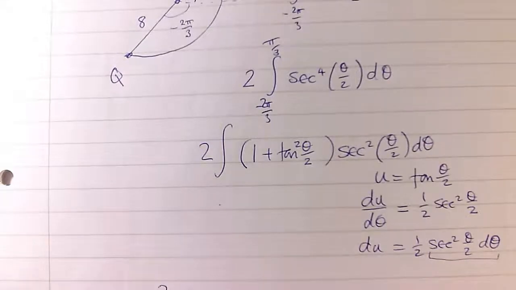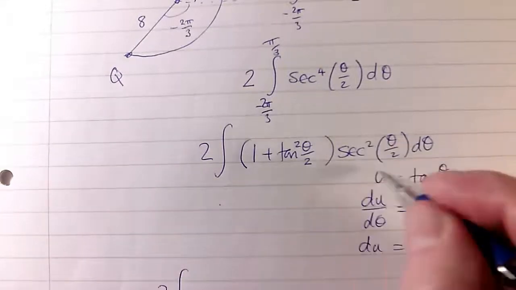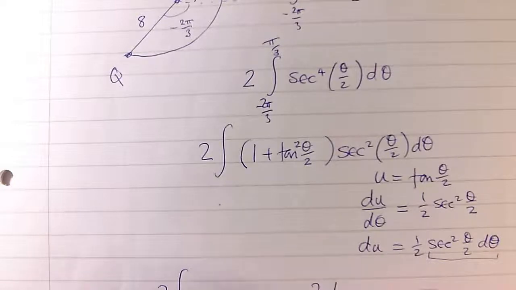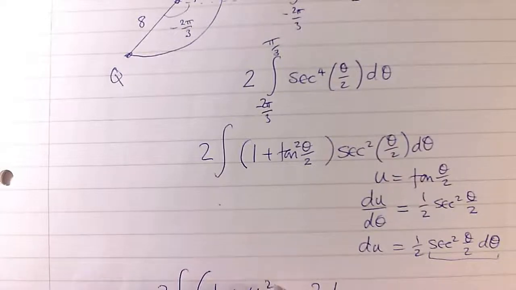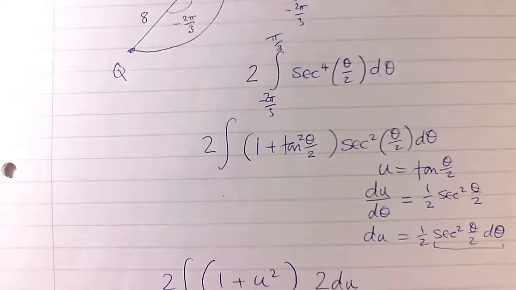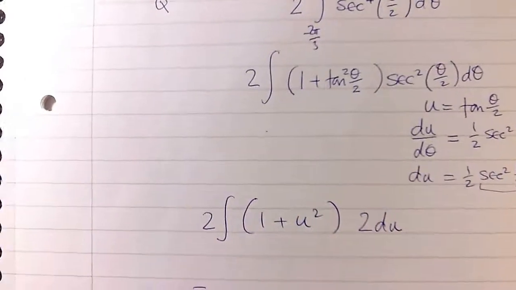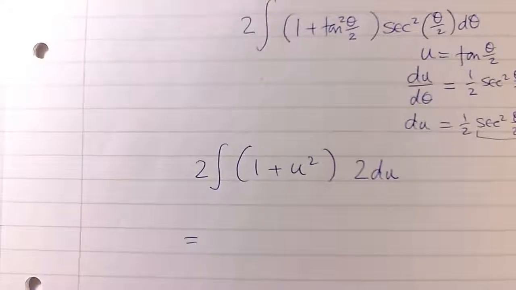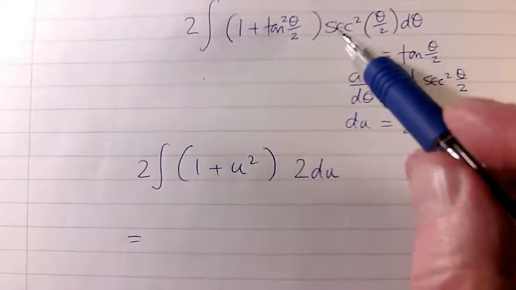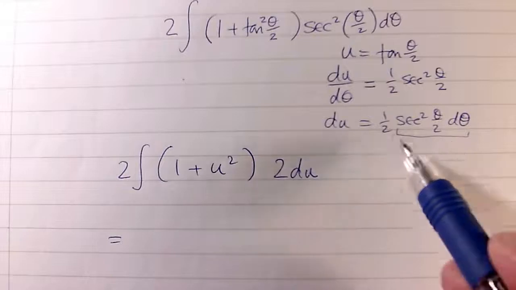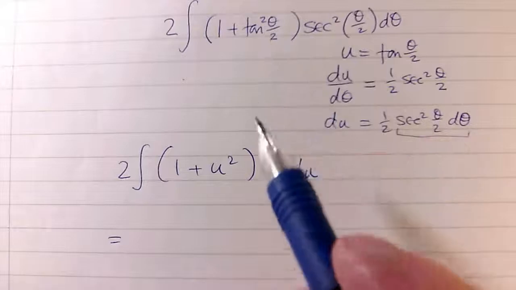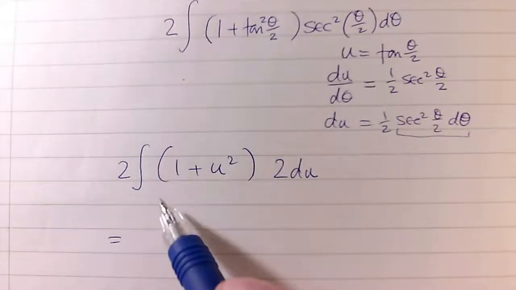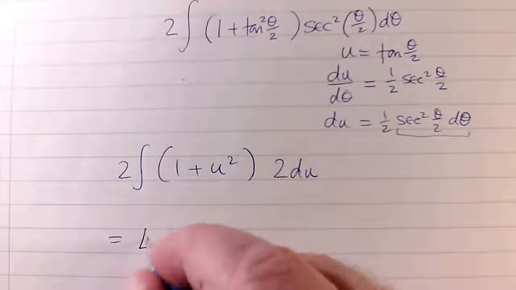So I'm going to have 2 times the integral. This bit is going to turn into 2 du, and this is just going to be 1 plus u squared. So I've got a 4. Whoops. All right, did you miss that? So the sec squared theta by 2 d theta, I can see changes into 2 du. That's where that came from. And the 1 plus tan squared theta by 2 turned into the bracket of 1 plus u squared. So I've just got to integrate 1 plus u squared. There's a 4 in it.